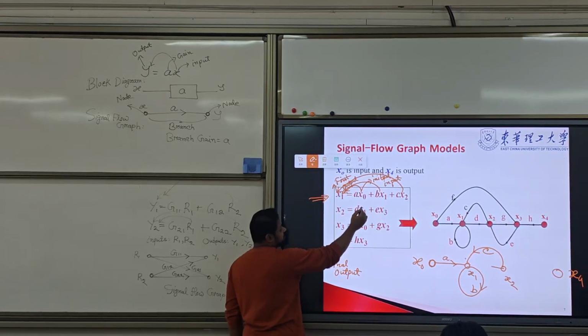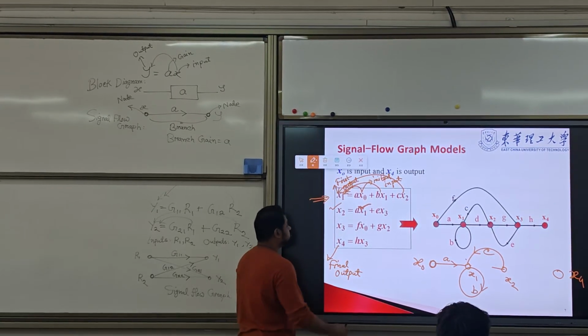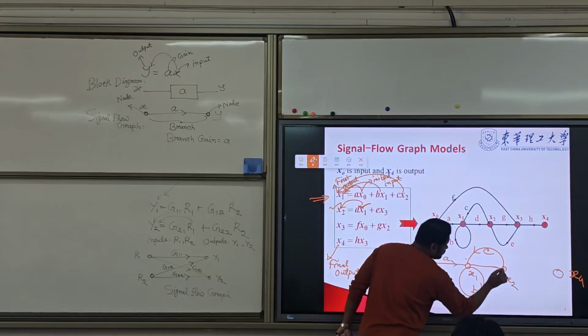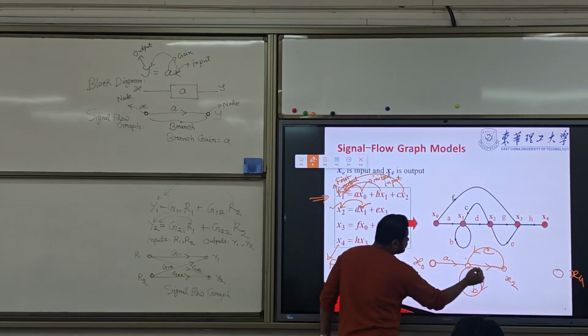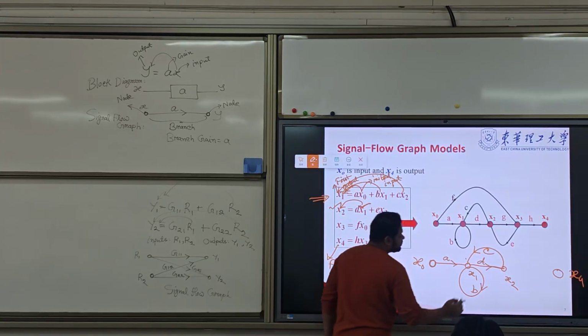Now, the second one, for the second equation. Now what is the input? x1 is the input for the second equation. This is the output for the second equation. So the signal is flowing from x1 to x2 in the forward direction with a gain of d.